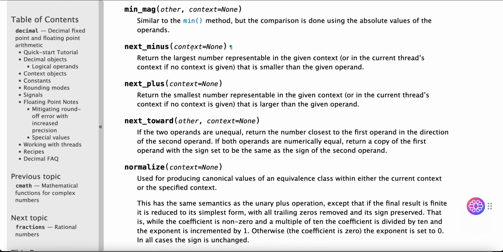next_minus, context is equal to none. Return the largest number representable in the given context or in the current thread's context if no context is given, that is smaller than the given operand. next_plus, context is equal to none. Return the smallest number representable in the given context or in the current thread's context if no context is given, that is larger than the given operand.